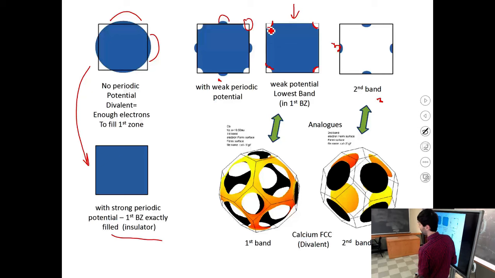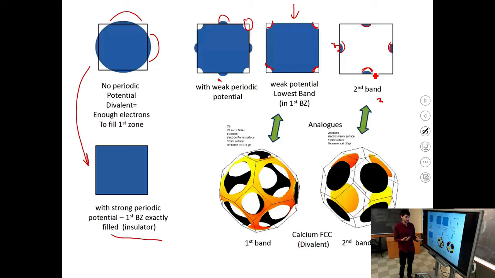Now in the second band, we're going to have these extra pockets, and they're going to also form a Fermi surface in the second band, which looks like this. So there will be a Fermi surface in two bands. And so this is, again, an example that illustrates that. That's a real band structure, real Fermi surface for calcium. A divalent material, but it is a metal. Calcium is a metal. And that's because there are states available here.